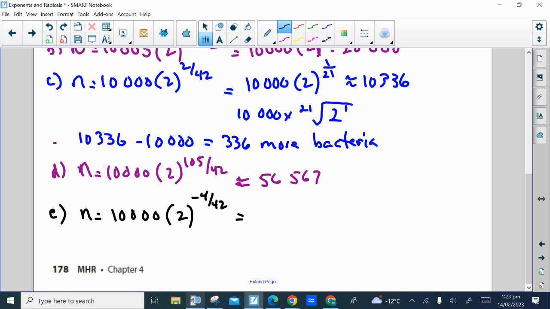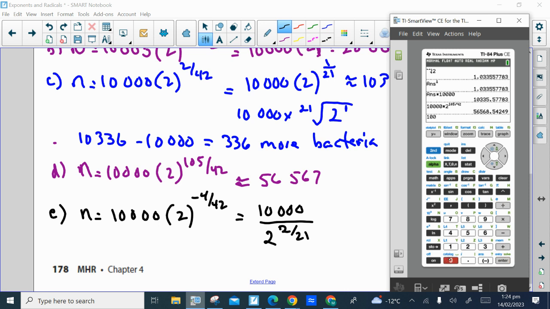Now, what does this mean? Well, if we were going to evaluate this, what you might do is realize that you can't have a negative exponent. So you're going to move the 2 from the top to the bottom. And when you do that, the sign will become positive, 4 over 42, which we can reduce to 2 over 21 if we divide top and bottom by 2. So that is one way of looking at it. 10,000 divided by 2 to the power 2 over 21. We said, remember, that the answer is going to be less than 10,000 because we're going back in time.